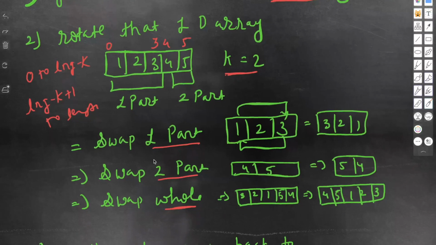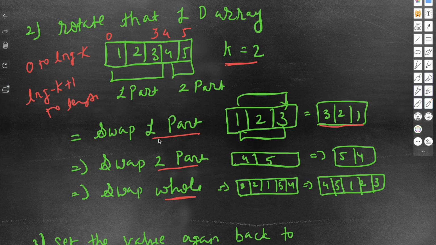What we will do is reverse the first part. So the first part is 1 2 3, reverse that part. So we got this. Reverse means swap. Reverse the second part, same. Reverse or swap, both are the same. So swapping the second part, it will become 5 4. Now reverse as a whole. So this is the final array after reversing the two parts.